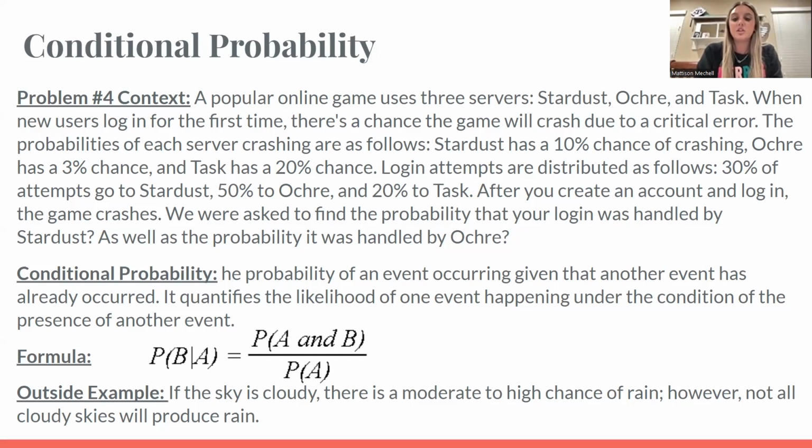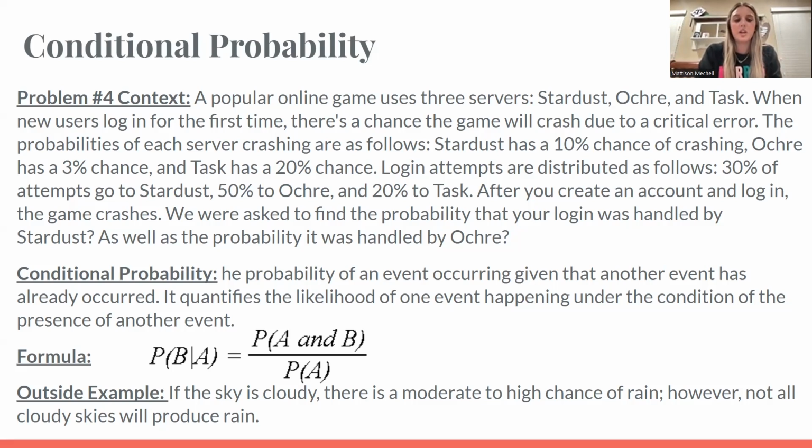Login attempts are distributed as follows. 30% of attempts go to Stardust, 50% to Ochre, and 20% to Task. After you create an account and log in, the game crashes. We were asked to find the probability that your login was handled by Stardust, as well as the probability it was handled by Ochre.